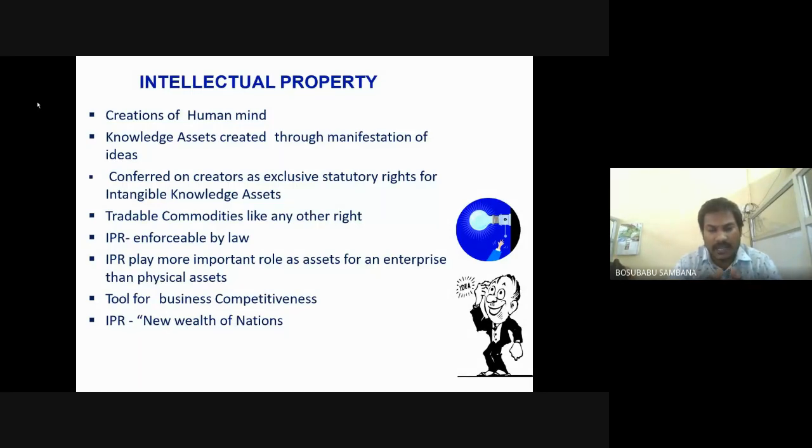If we have any mismatches or any copyright issues occur, there is an institution, the Intellectual Property Appellate Board. It is a statutory body maintained by the Ministry of Law and the Department of Commerce and Industrial Promotion, and the website is ipab.in. Another point: IPR plays a more important role as an asset for enterprises than physical assets. It is a tool for business competitiveness, and IPR is new wealth for nations. Why? Because it creates a new generation of jobs, economy and platforms also.